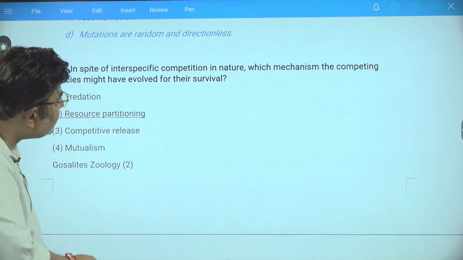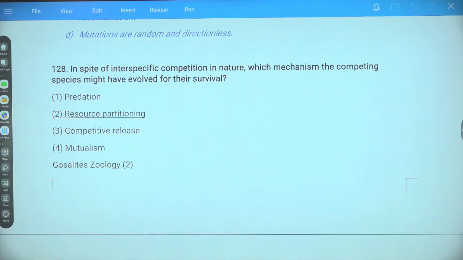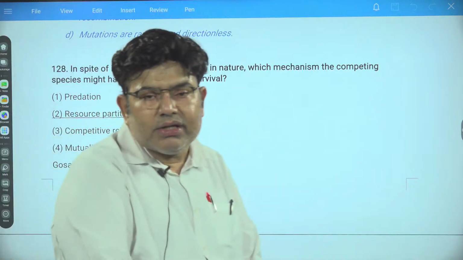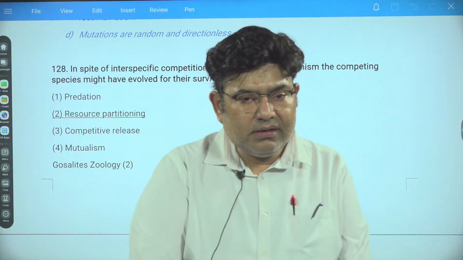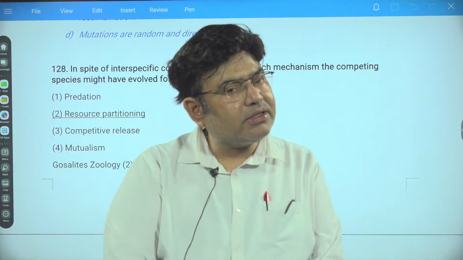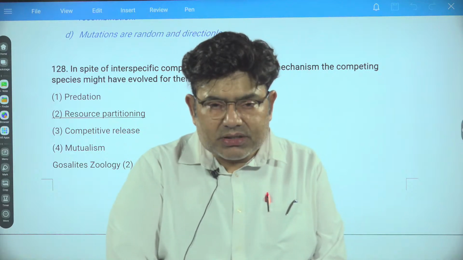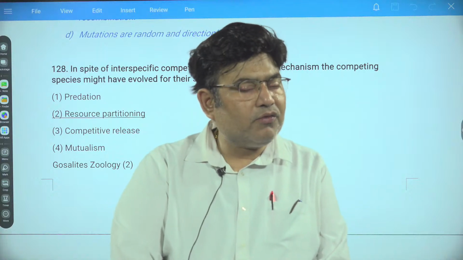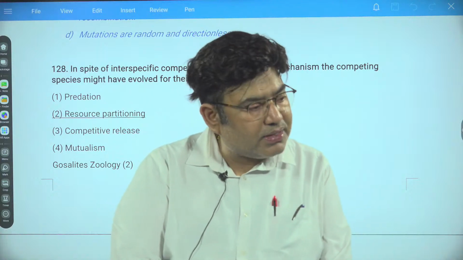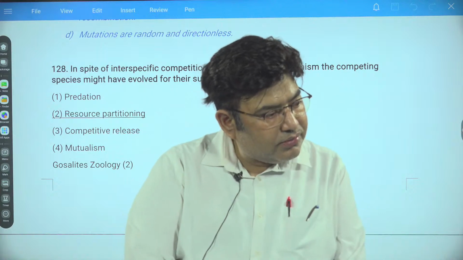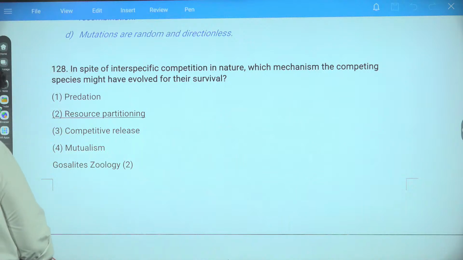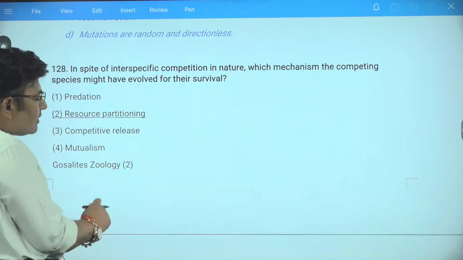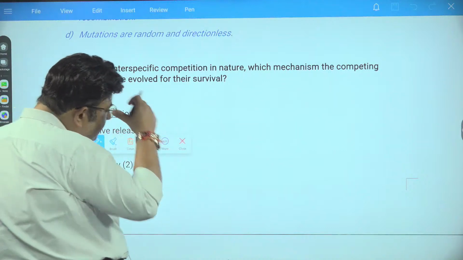In spite of interspecific competition in nature, which mechanism might the competing species have evolved for their survival? And here the answer is how the competing species avoid competition. If you remember MacArthur, a naturalist, MacArthur observed 5 different species of tree warblers. Yes, very good. Birds, food timing, very good. He studied 5 different species of tree warblers. Tree warblers are small birds which feed on trees.